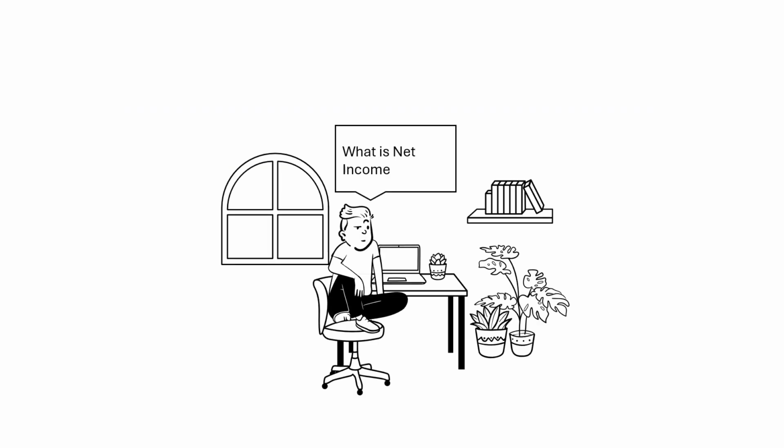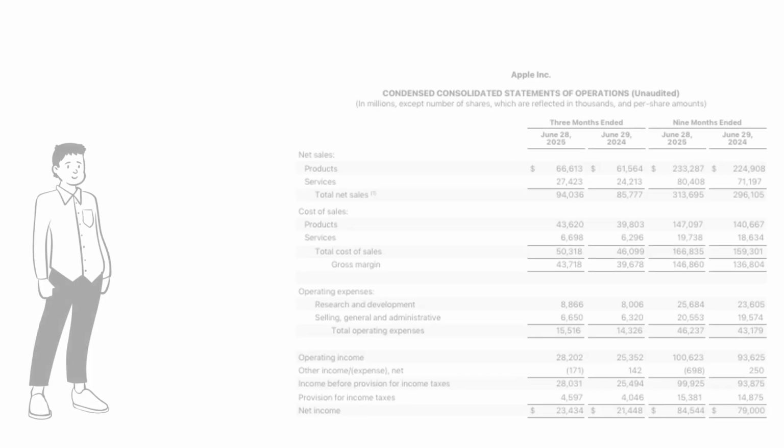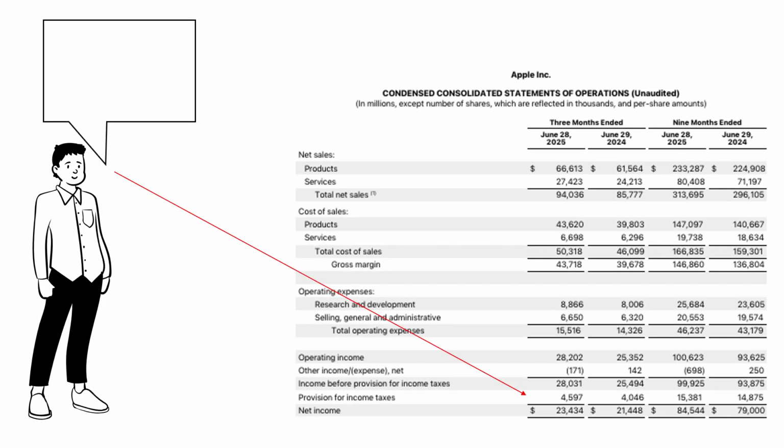So, what is net income? Net income is what is left after you count up all your revenue and then subtract every expense the business has incurred. This is net income or profit. This is where net income can be found on an income statement.